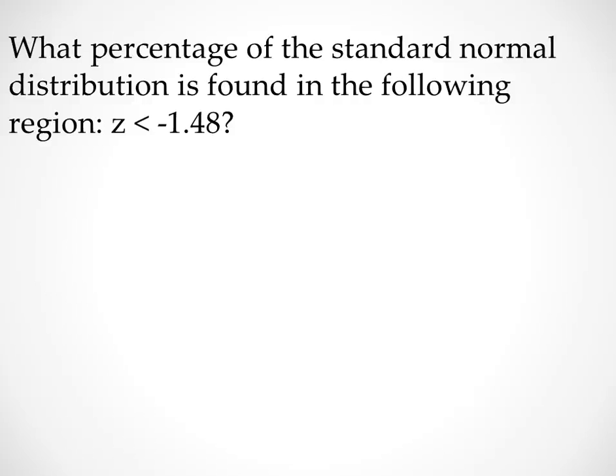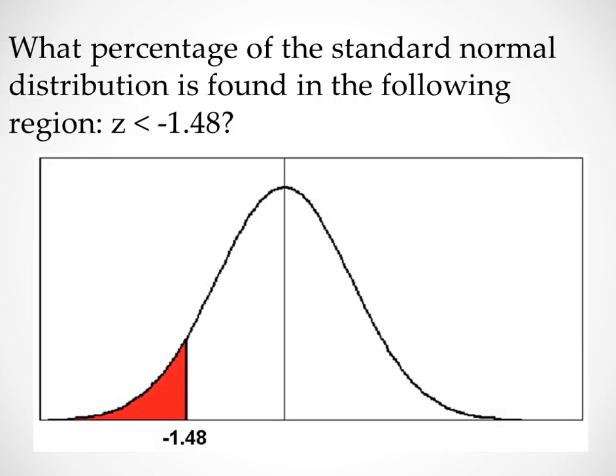So, obtaining a picture of this, which I think is always a good idea, we have a z-score of negative 1.48, which is less than the mean. We want to find the percentage of the normal curve that's less than a z-score of negative 1.48. So it's the red region in the picture below.